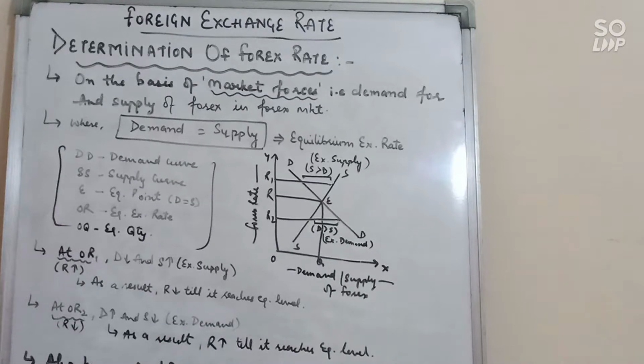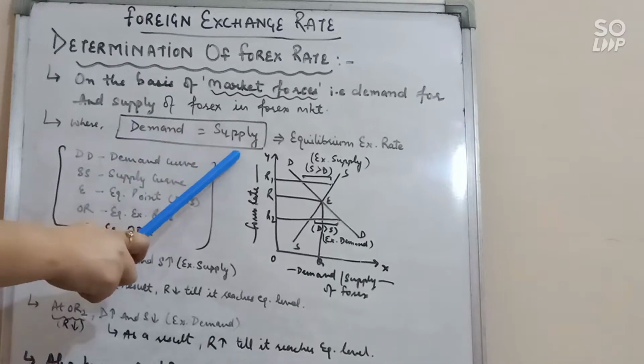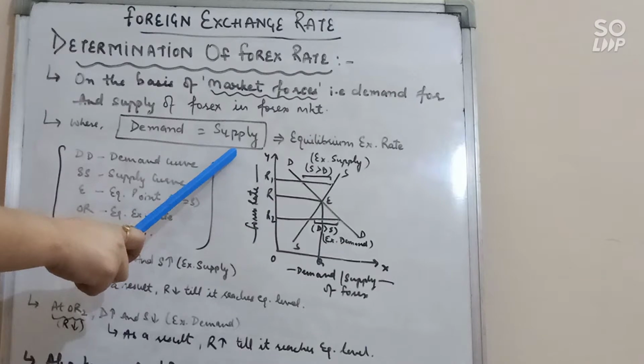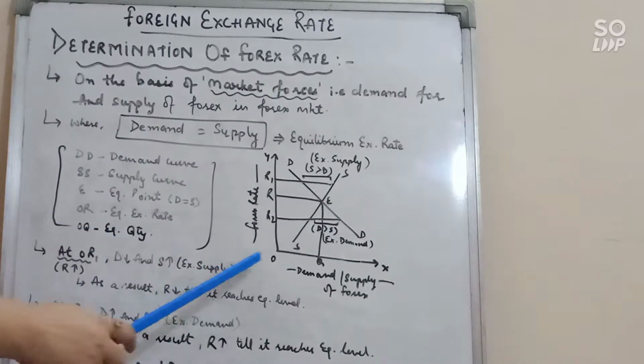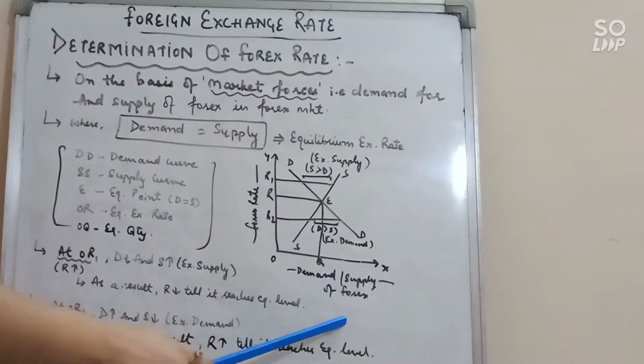So the equilibrium exchange rate is a rate which is determined at a level where demand is equal to supply of foreign exchange. We can explain it with the help of a diagram. So let's see the diagram. OX represents demand and supply of foreign exchange.